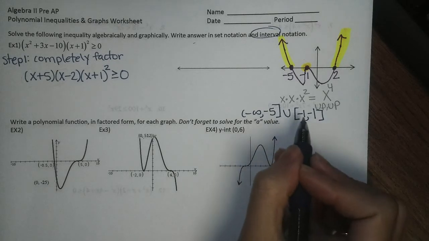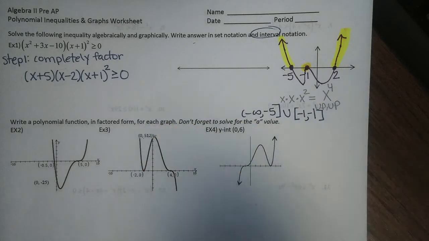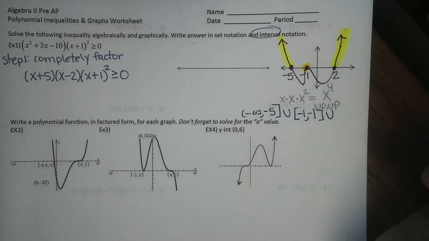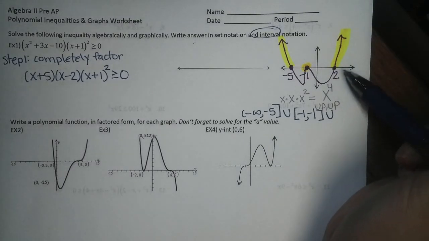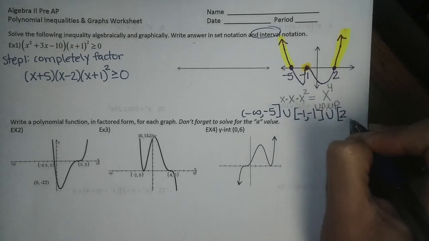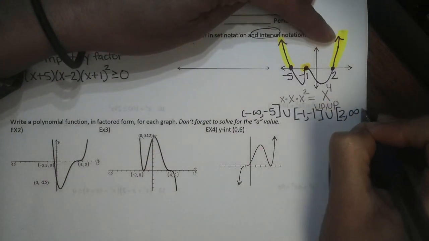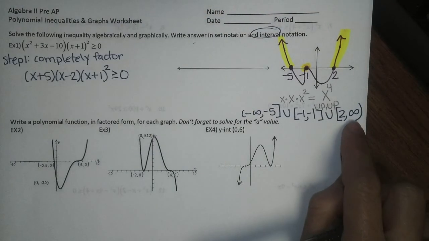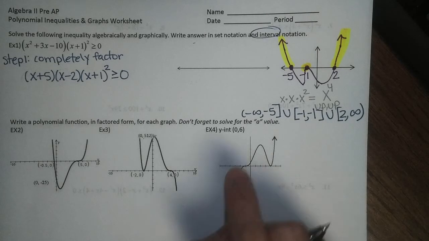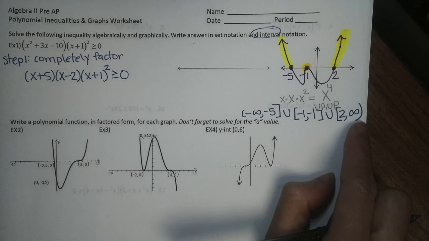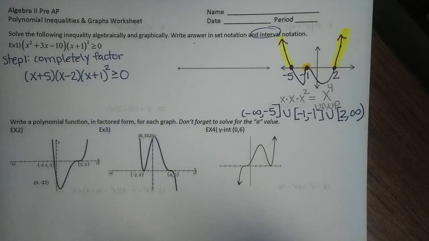And again, on your progressive test, this is free response, so you're just going to type it up in the box. And finally, the graph was also greater than or equal to 0, which means above the x-axis after 2, so from 2 to infinity. On the test, just type in infinity with the parentheses. And that is how you solve a polynomial inequality by graphing.